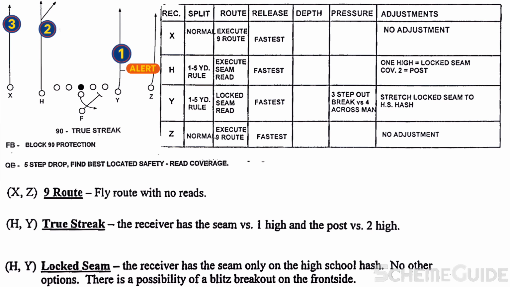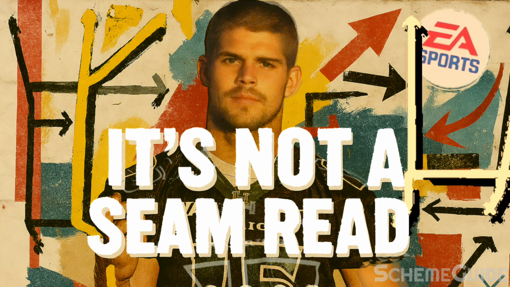So now there's True Streak. True Streak is a lot fewer options. It's pretty much 4 verticals. It should have that blitz break too by number 1, but it doesn't. So we're going to pretend like that doesn't exist. But 3 on the outside out there, the X receiver, is on just a 9 route. Number 2 inside of him there is that inside True Streak read. It used to be called a seam read, but now they call it just a True Streak read.